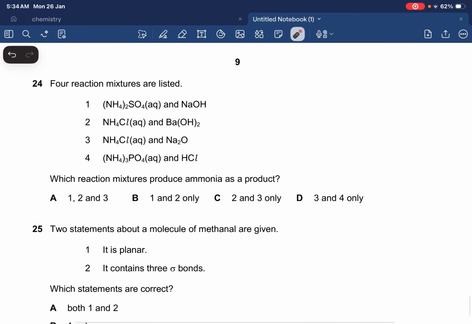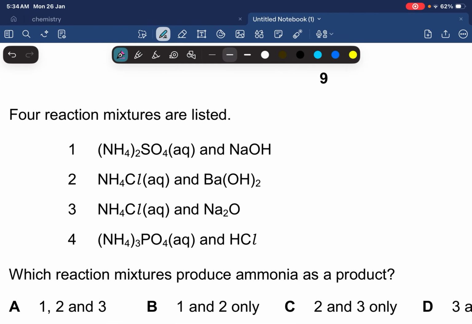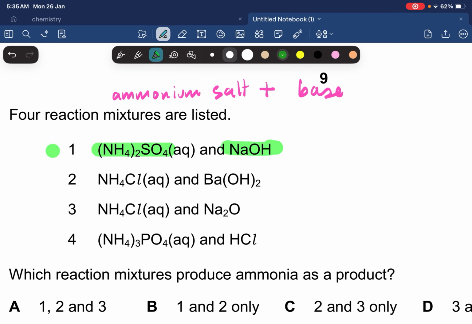4 reaction mixtures are listed. Which reaction mixture produces ammonia as a product? So how do we form ammonia? One of the very basic reactions is that you have an ammonium salt, and you make that ammonium salt react with a base. So let's start with the first one. This is an ammonium salt and that's a base. So this one qualifies, ammonium chloride and barium hydroxide.